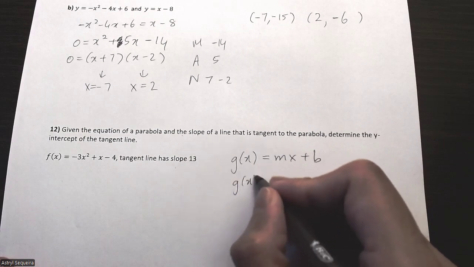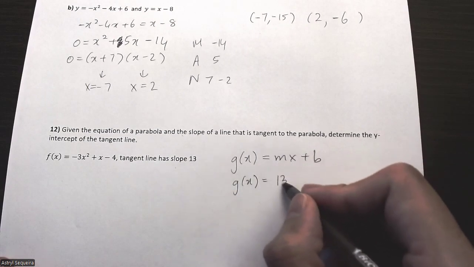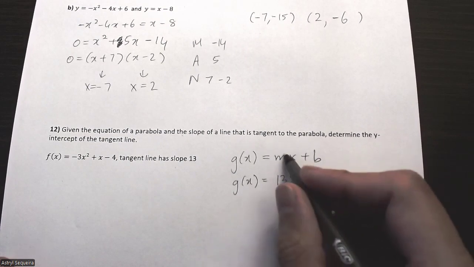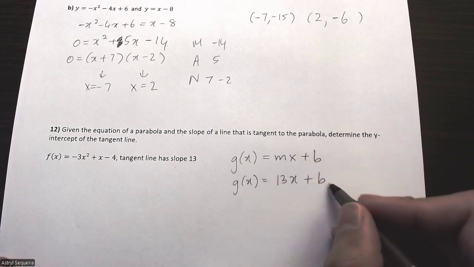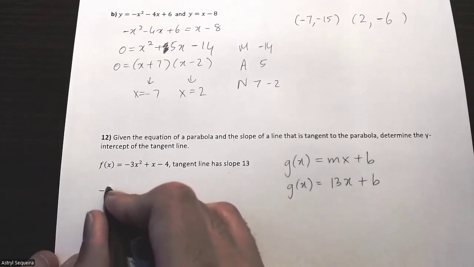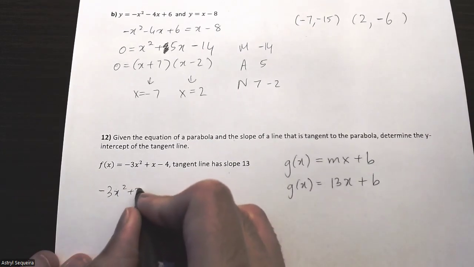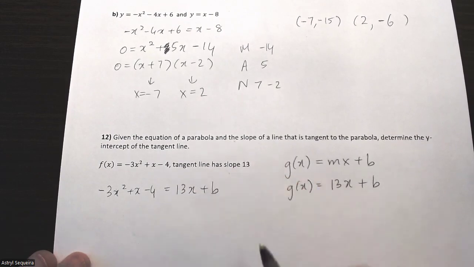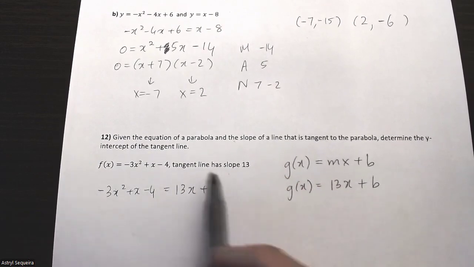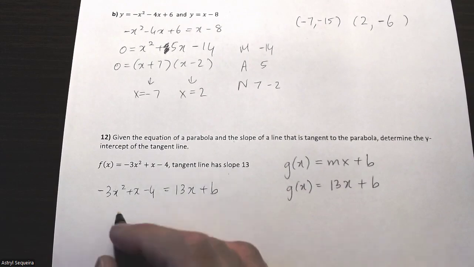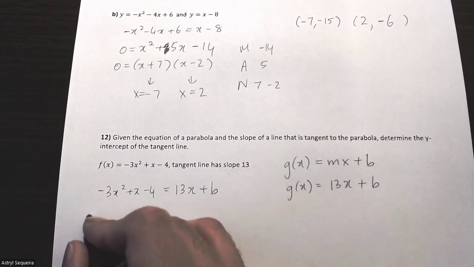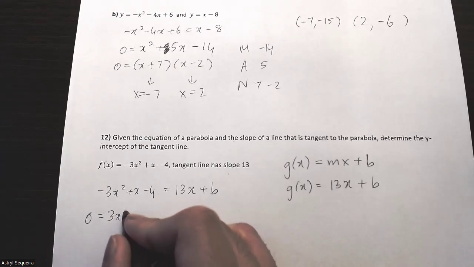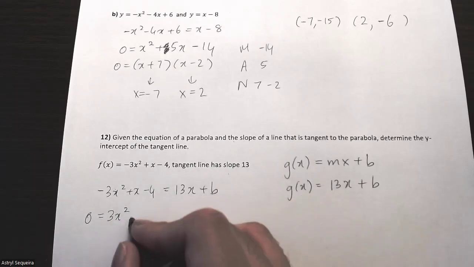So g of x equals 13x plus b. I just replaced the slope with 13. I need to find the y-intercept here. So I'm going to equate these two equations together. And then I'm going to move everything to one side. I'll move everything to the right side because, like I said, I like to have the x square as positive always, but you can always move to the left side. You'll get the same solution.